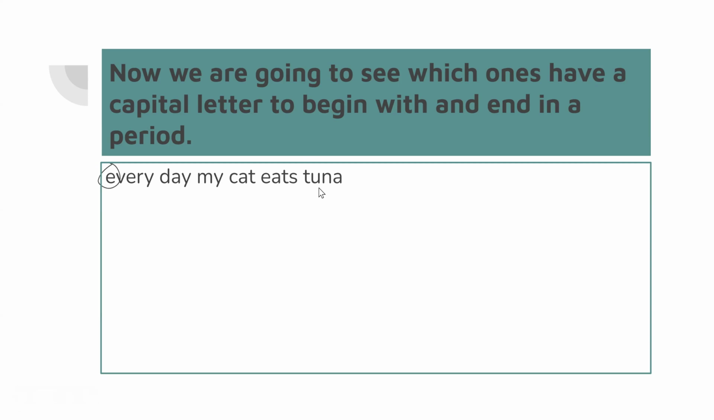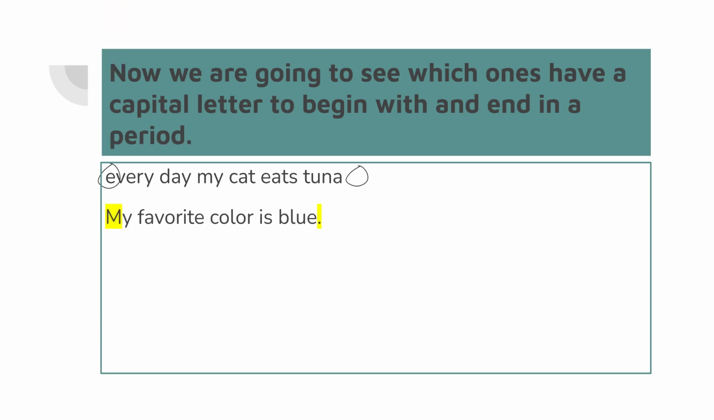"Every day my cat eats tuna." I'm also noticing that it doesn't end with a period. There is no dot at the end of the sentence. So we know that this sentence is not a complete sentence and it is not a correct sentence.